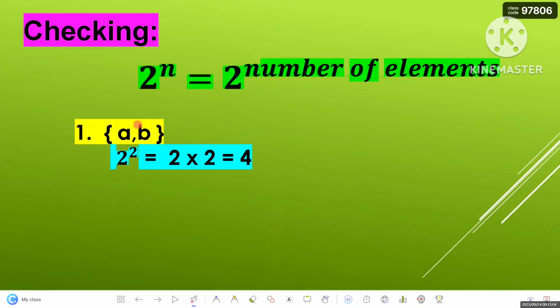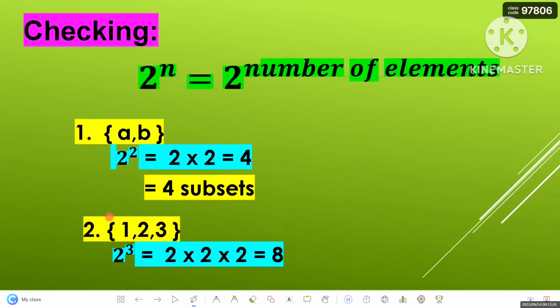Ilang elements ito? 2. So kaya we have 2 raised to 2, kasi dalawa yung elements natin. Ibig daw sabihin ng 2 raised to 2 is 2 times 2. And 2 times 2 equals 4. So ibig sabihin, kapag may dalawang elements, 4 ang ating subset.